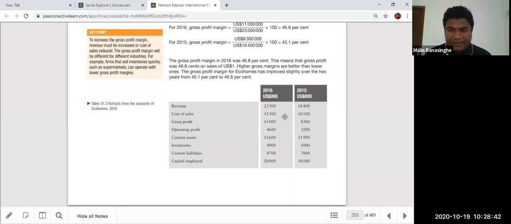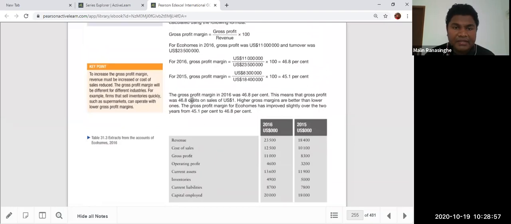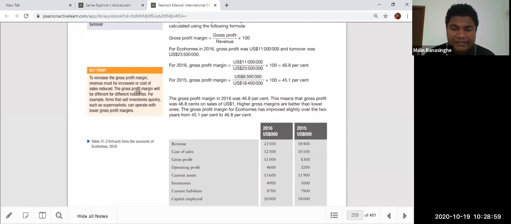You can see these figures, 23.5, 18.4. To find the gross profit margin, what do you mainly need? The revenue and the gross profit figures, right? So that's mainly the gross profit margin. And a key point is given here: to increase the gross profit margin, revenue must be increased.